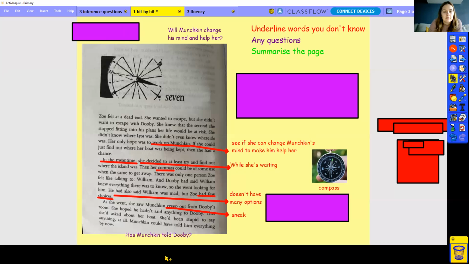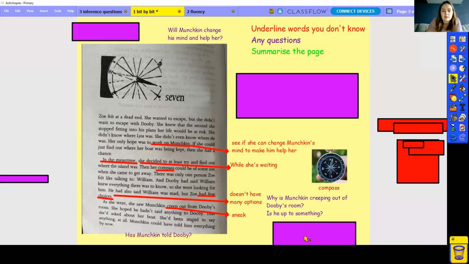What have we got down here? Has Munchkin told Doobie? It ends saying Munchkin could have told Doobie everything by now. But we don't know if he did. Do we think he would? I'm interested to see what you think. Do you think Munchkin would tell on her to Doobie, or do we think that Munchkin would keep her secret? I don't know. See what you guys think.